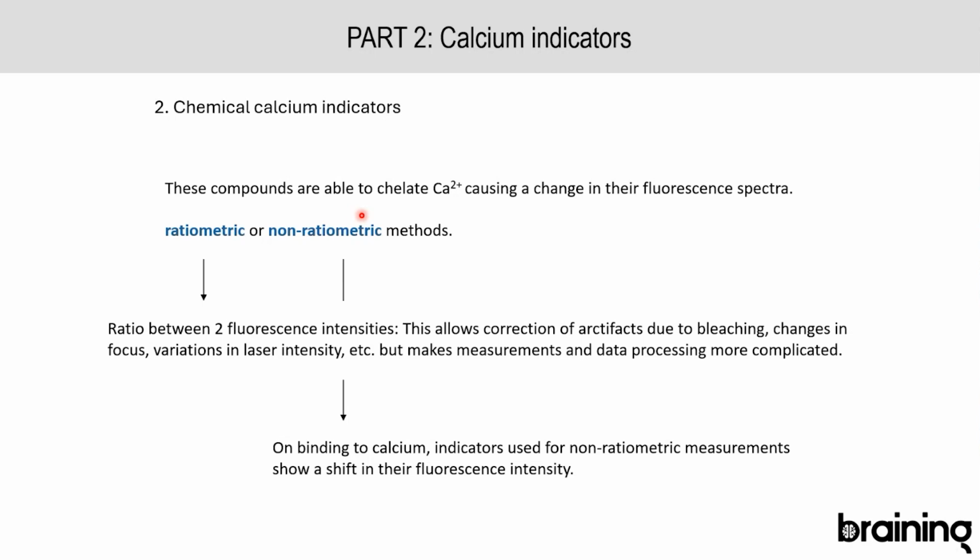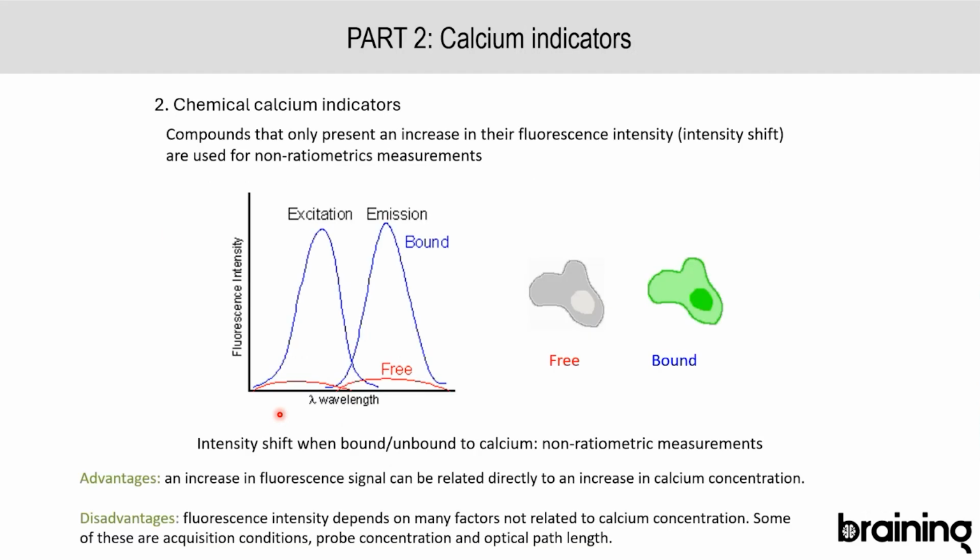Okay, and then we have the non-ratiometric dyes, in which on the binding to the calcium, the indicator used for the non-ratiometric measurement shows a shift in its fluorescence intensity. But I will show you some pictures that will allow you to understand this properly. So this one is a non-ratiometric dye. What happens here? When the dye is free, so it means that we do not have a large quantity of calcium in the cytoplasm, the excitation will be low and the emission will also be low.